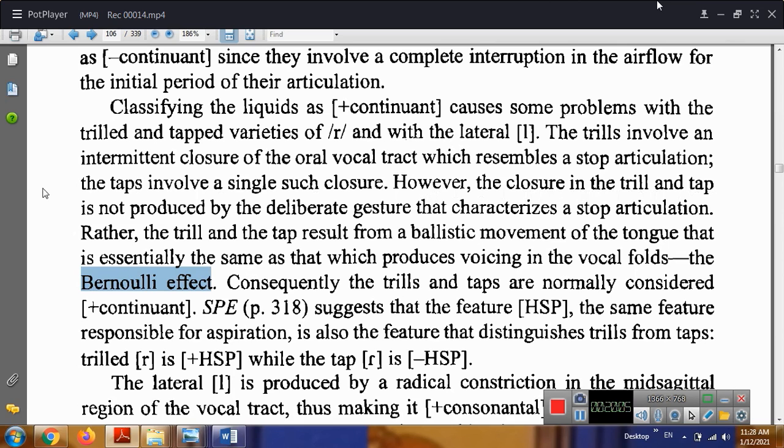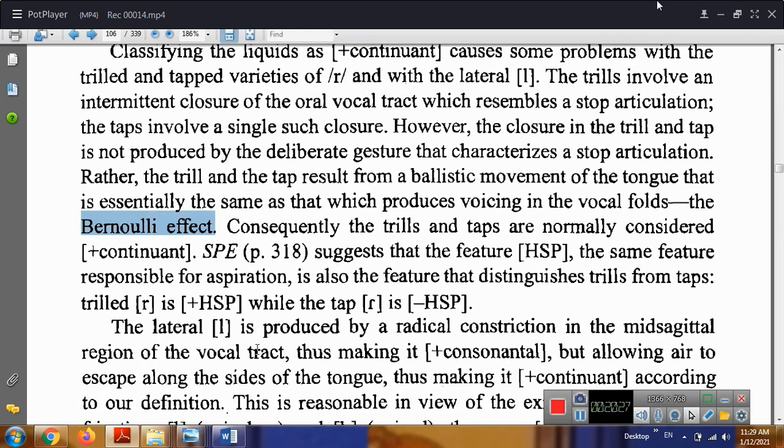Therefore, the closure in the trill and tap is not produced by a deliberate gesture that characterizes stop articulation. Rather, the trill and tap result from the ballistic movement of the tongue, which is essentially the same as that which produces voicing in the vocal folds, the Bernoulli effect. Consequently, the trill and tap are normally considered plus continuant. You should memorize this feature and the sounds which stand for this feature.